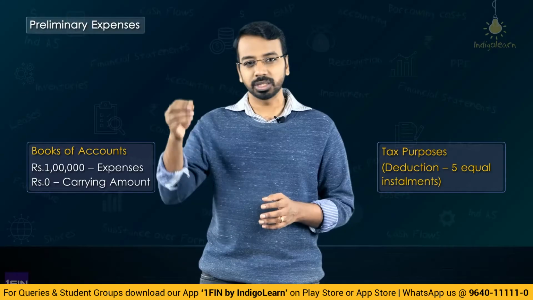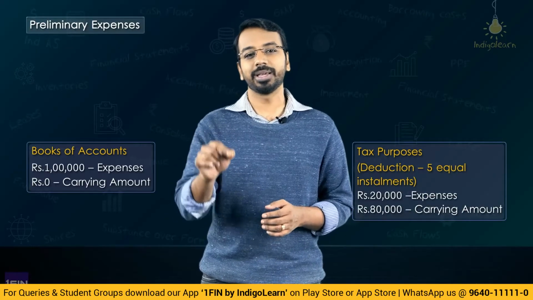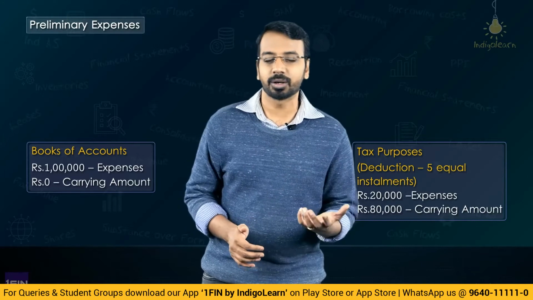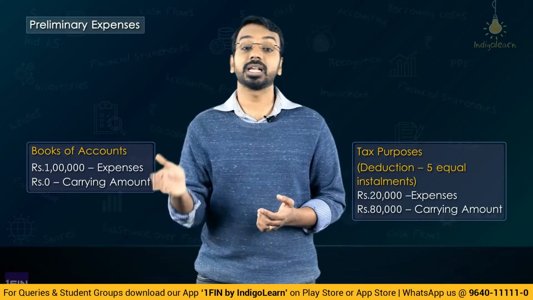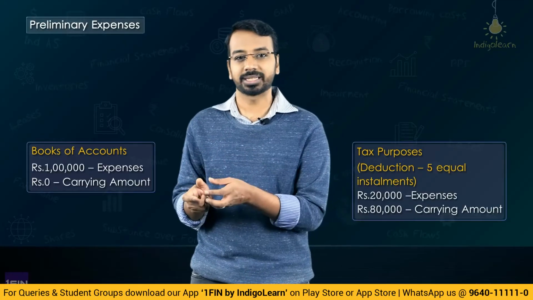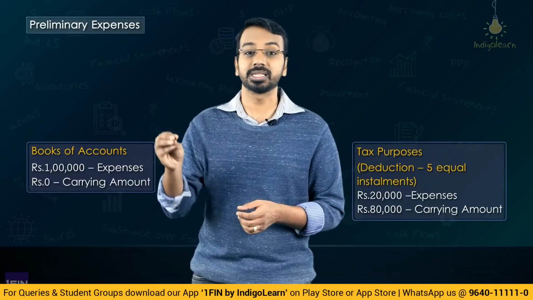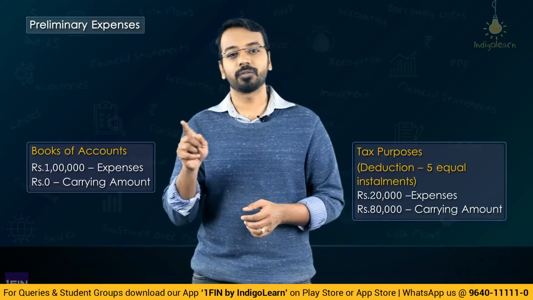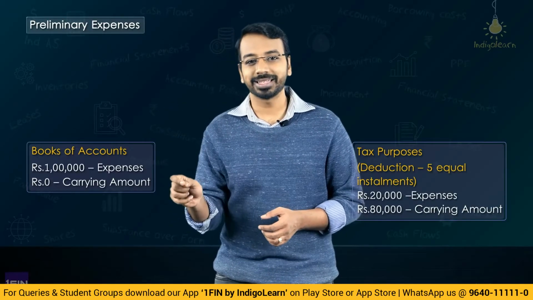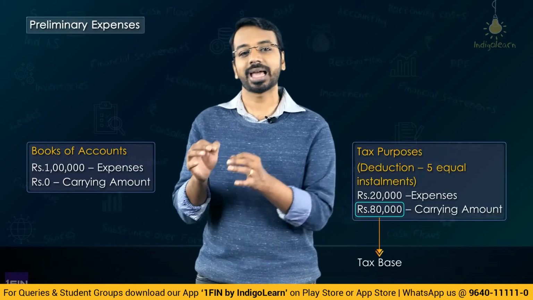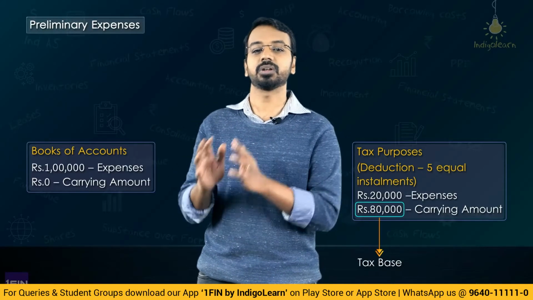So, how much will be allowed in the first year? In the first year, you will be allowed only 20,000 as deduction. So, then what about the balance 80,000? 20,000 each over the next 4 years is what you will claim as deduction. So, for the purpose of taxation, total preliminary expense is 1 lakh. Out of that, you have claimed a deduction of 20,000. So, this balance 80,000 is like an asset for the tax purpose, or this is the tax base of an asset for the purpose of income tax.